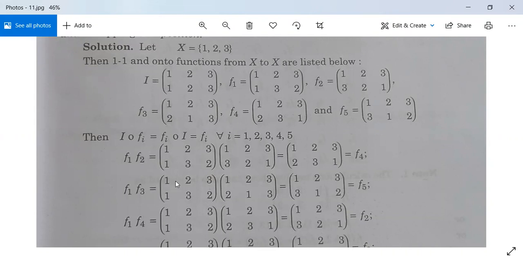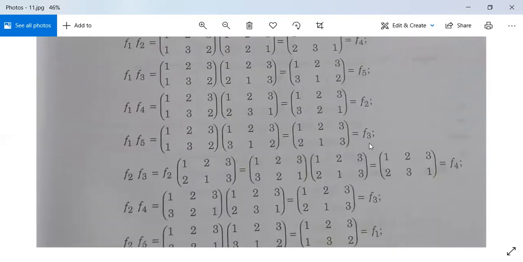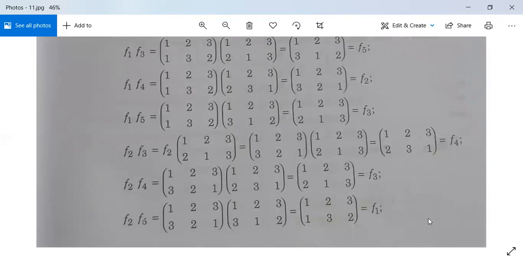Similarly, F1 F3: F1 is 1, 2, 3 to 1, 3, 2, and F3 is 1, 2, 3 to 2, 1, 3. Here, look, again 1, 2, 3. 1 goes to 2, 2 goes to 3, so it is 3. 2 goes to 1, 1 goes to 1, it is 1. 3 goes to 3, 3 goes to 2, it is 2. This is your F5. Similarly, F1 F4 is F2. F1 F5 is F3. F2 F3 is F4. F2 F4 is F3. And F2 F5 is F1.